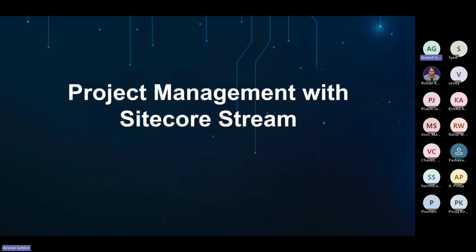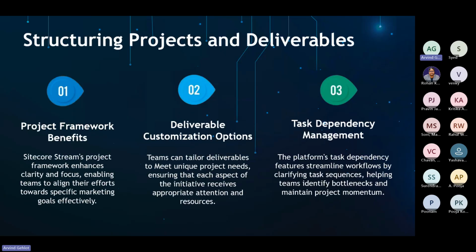Now let's explore project management, or I would say campaign management, and how Sitecore Stream helps structure project activities and deliverables, which is the feature set. Sitecore Stream transforms project organization and streamlines the process, delivering clarity and alignment at every stage of the project. Under project management, Sitecore Stream provides several capabilities like enhanced project framework, customizable deliverables, and efficient task dependency management.